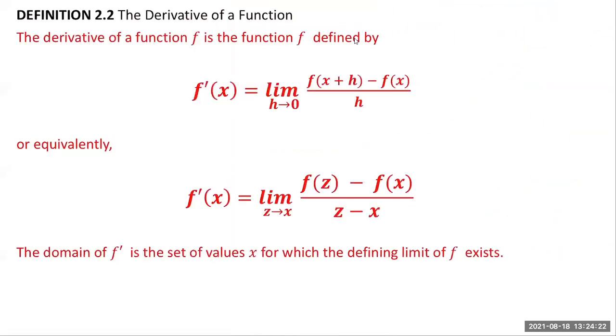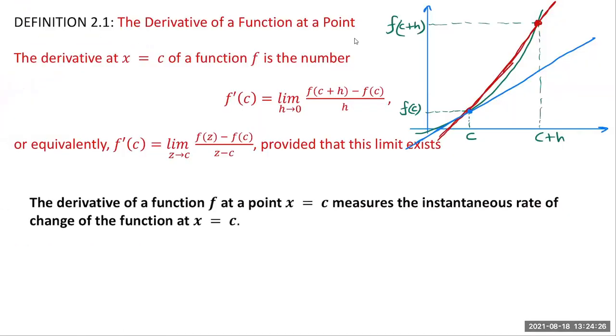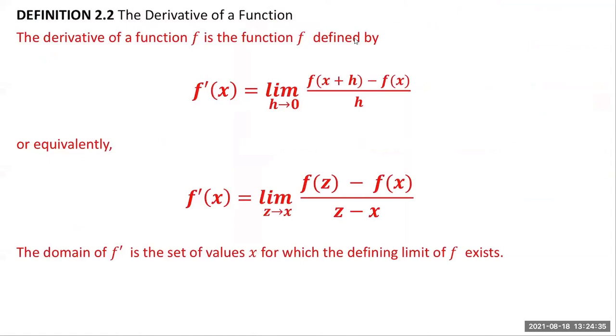Okay, now we are going to define the derivative of a function. Remember, here we defined the derivative of a function f at x equals c. This c is a particular point. Now we are going to define the derivative of a function at a general point x. x is any arbitrary point. Here is how you define it. The derivative of a function f is the function f prime. Of course, there's a typo here. This should be f prime.